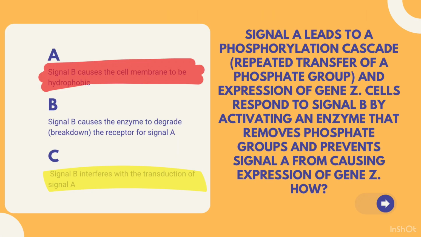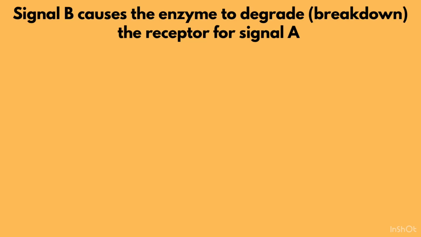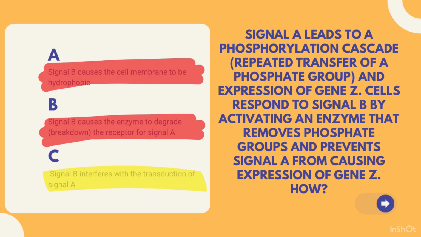Let's look at B. Signal B causes the enzyme to degrade the receptor for signal A. This is wrong. It's not being degraded at all. If the receptor was being degraded, then it would not be able to respond to signal A. But in this case, signal B is only preventing the expression of gene Z, not destroying it. If the question was asking what destroys the receptor, it would be this option. But that's not what the question is asking.